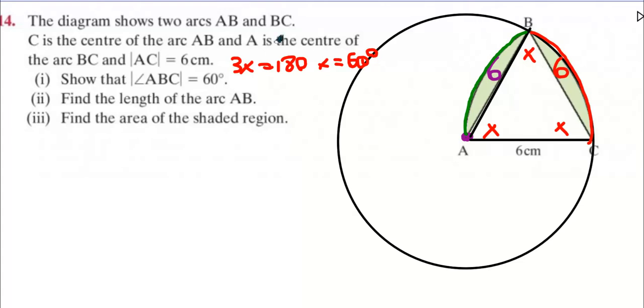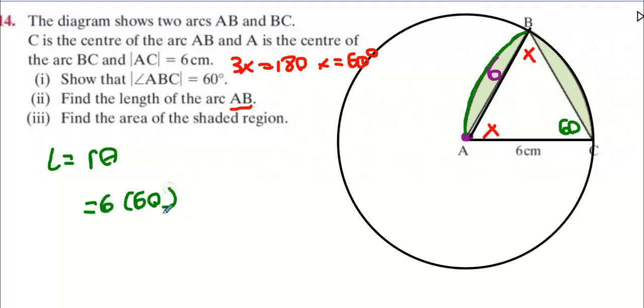Next thing, find the length of AB. Which one's AB? The green one? Find the length of the green one. Okay, what's the length of the arc formula? What do you reckon? L equals r theta, is it? Right. L equals 6 times 60, is it? 6 times 60?